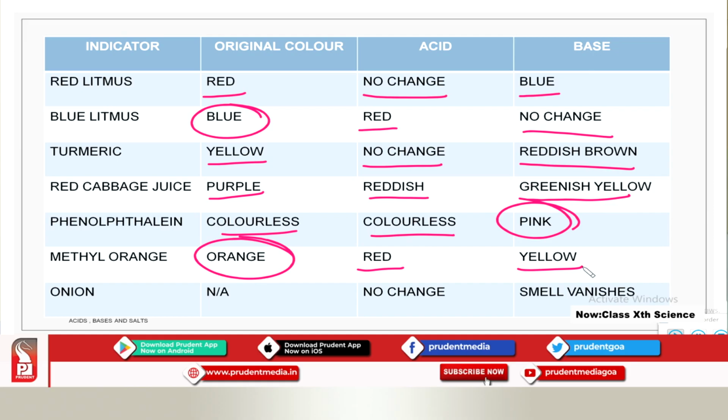Whereas onion, that is an olfactory indicator, we know there is no color, okay, but in acidic solution the smell of onion is not going to change, but in case of base the smell of onion is going to vanish, and you know onion has a very strong smell. So it is very, very important for visually impaired students, okay students.